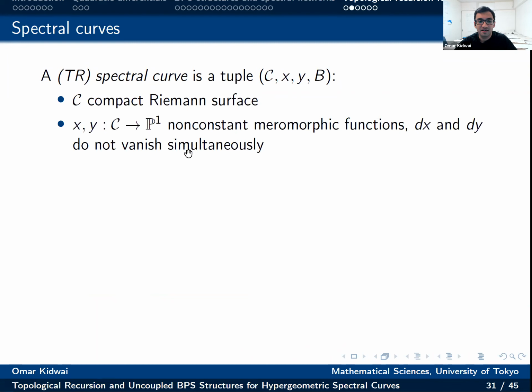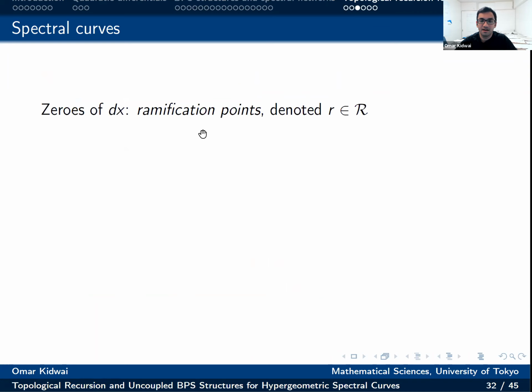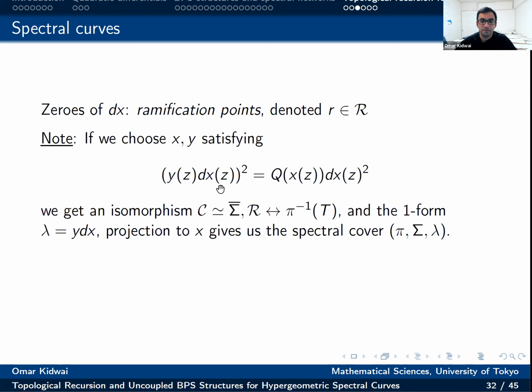You all know what TR is. So I take a Riemann surface with some non-constant meromorphic functions, and in P1 I'm just going to take the Bergman bidifferential B to be this specific bidifferential I've written here. The zeros of dx are called ramification points, and the key to relating the 2 pictures is that we pick x and y satisfying the equation of the spectral curve, the spectral cover, which gives us an isomorphism between the spectral cover and this spectral curve from TR that I've written down.